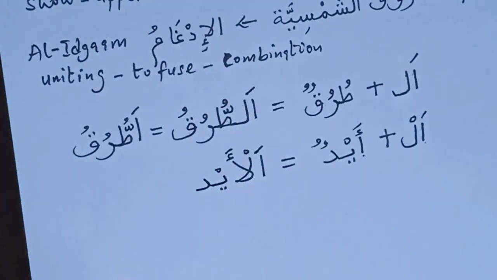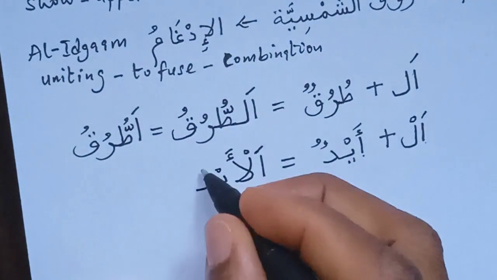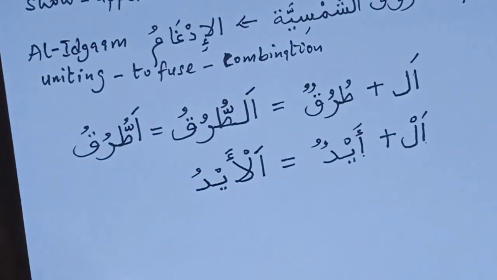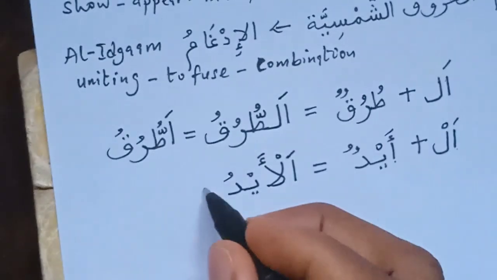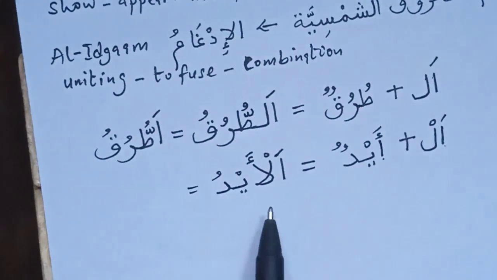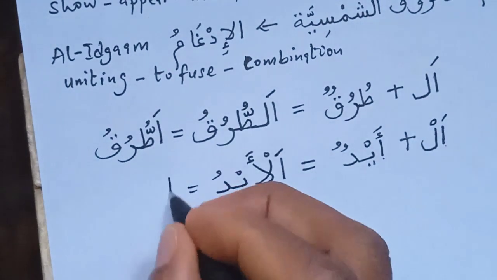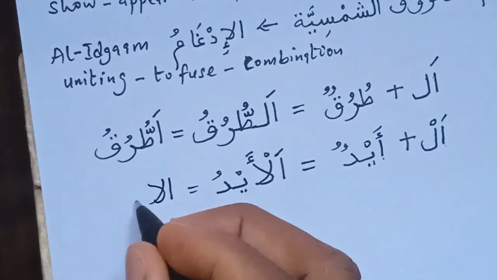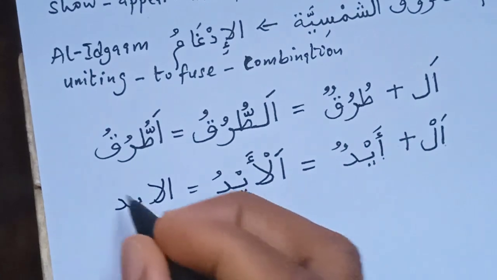And also the same applies to the Komariya. The dhamma will be reduced to 1. Okay, the dhamma will be reduced to 1. So the same way we wrote it down is the same way it is going to be read also for the Komariya case.